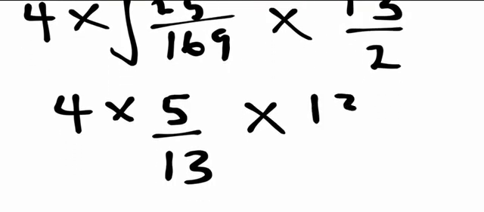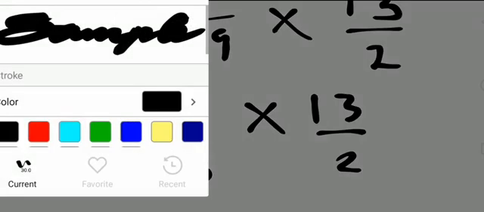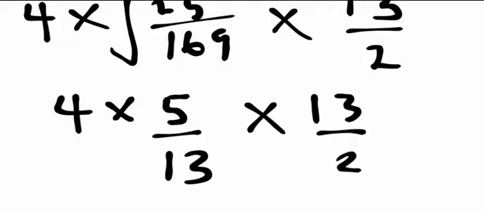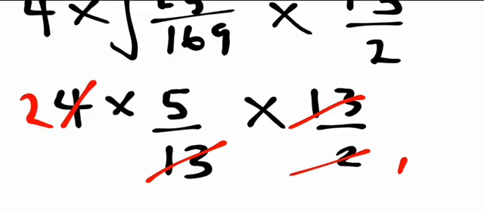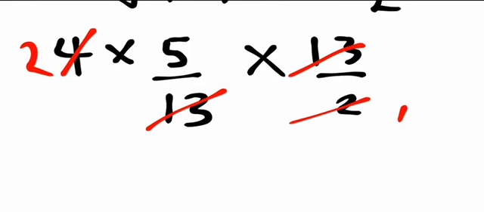13 over 2 now. And by the time we look at it closely, here now something can cancel each other. Like this 13 cancels this 13. Then 2 here, 4 here, we have 2. So what we have left now is simply 2 times 5, which will give us 10.